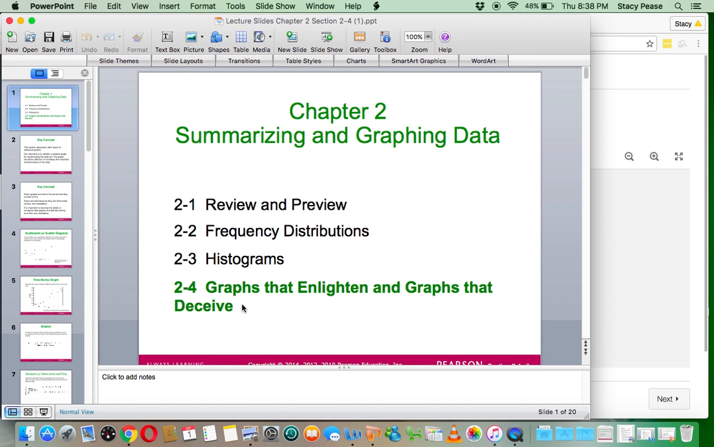Okay, that ends section 2.4 on graphs that enlighten and graphs that deceive. That wraps up our discussion on chapter 2, and up next we will be starting chapter 3.